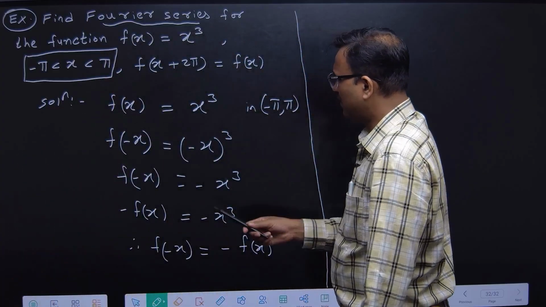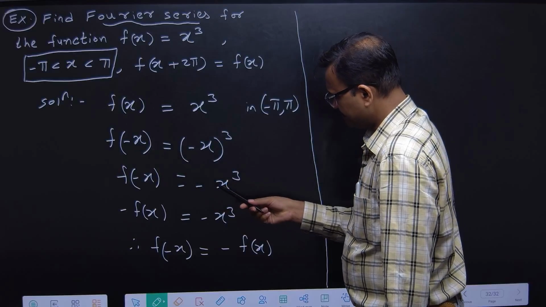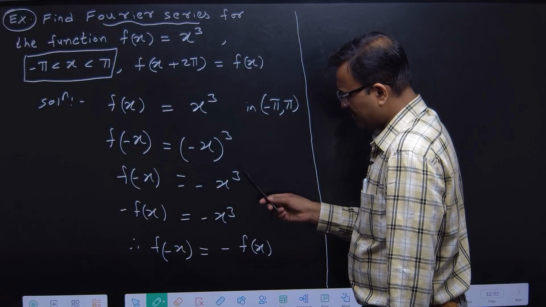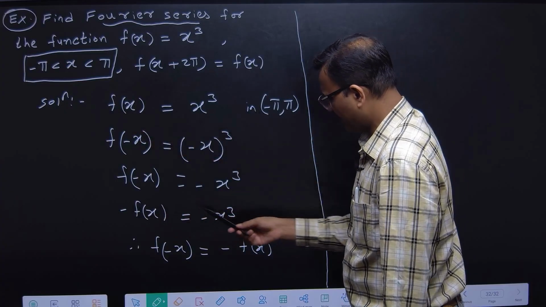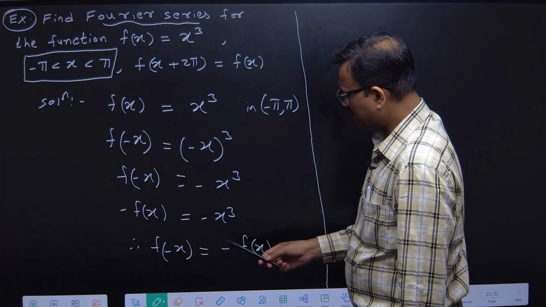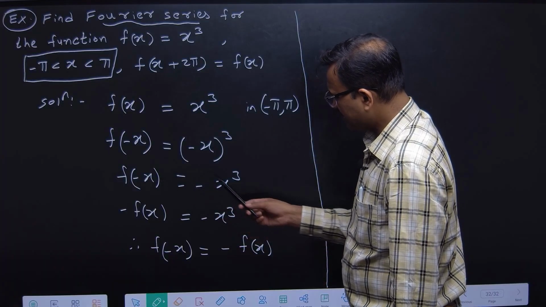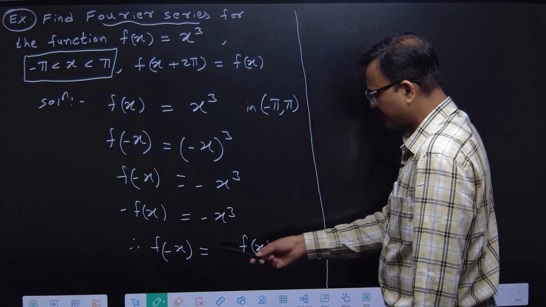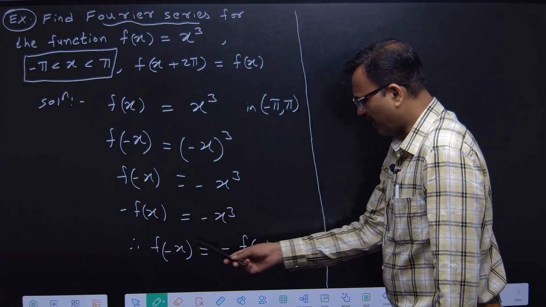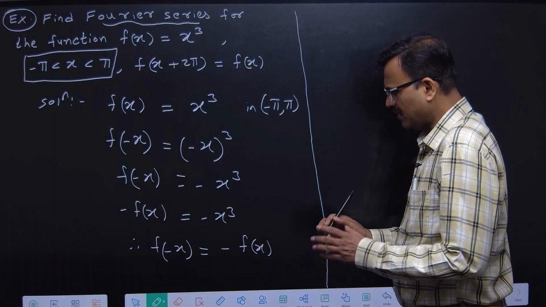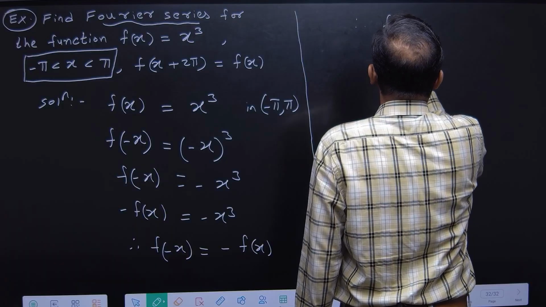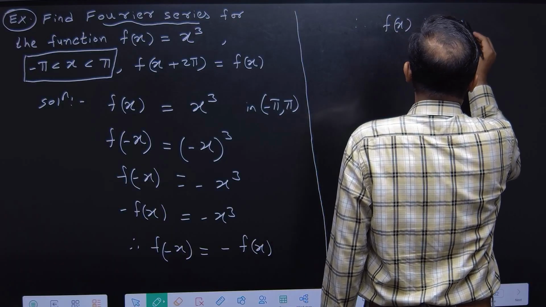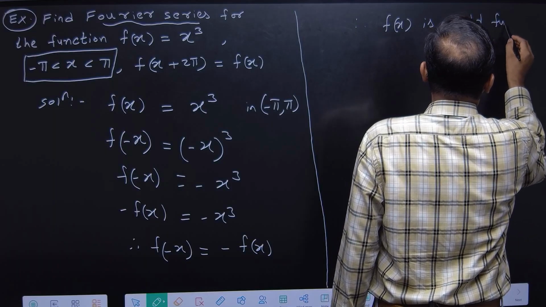F of x is x cube. F of minus x is minus into x cube, and if I multiply f of x by minus 1, we get minus f of x, which is also minus x cube. So f of minus x is equal to minus f of x. So therefore f of x is an odd function.